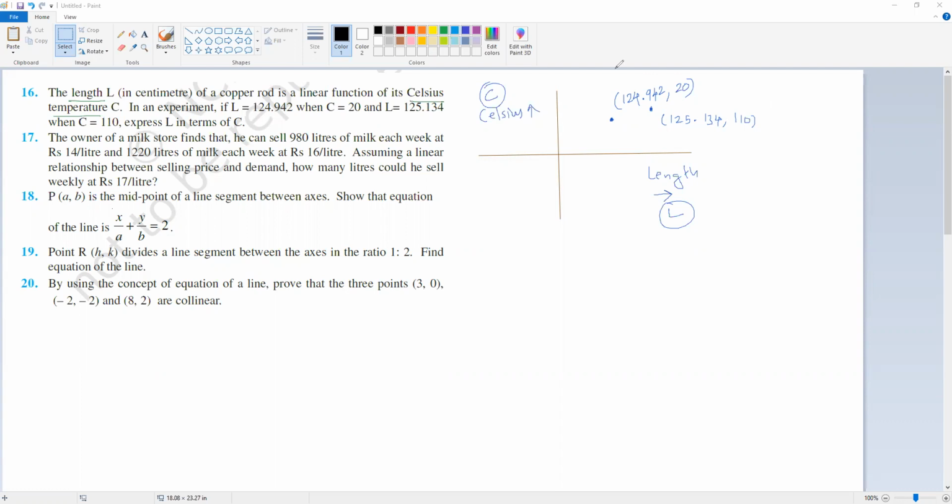So this line is the graph. The graph of a linear function is always a straight line. So we need its equation, L in terms of C. So we have to find the equation. We can use the formula y minus y1 is equal to y2 minus y1 divided by x2 minus x1 into x minus x1. You can use the two point formula.